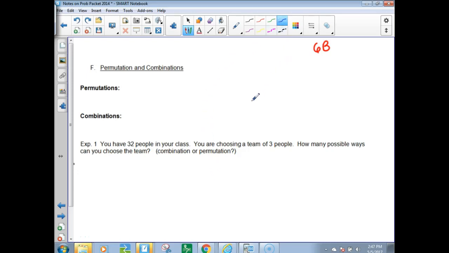We're going to do permutations and combinations. This is on 6B, which is the back of worksheet 6 in your packet. This is where we left off from yesterday. So permutation, you want to think the word priority for permutation.